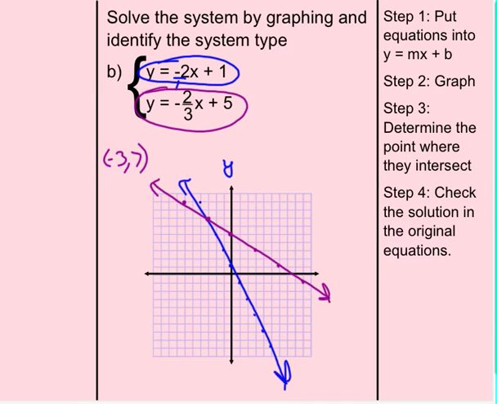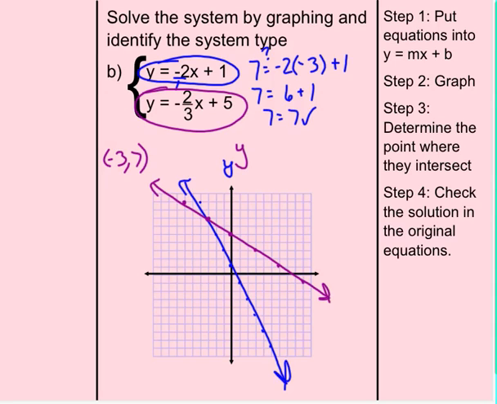You must check your solution in both equations. So checking my blue equation, I'm going to substitute 7 for y and -3 for x. Put a little question mark. Does it work? If it doesn't work, you made a mistake somewhere. Negative 2 times negative 3 is positive 6. 7 does equal 7, so my blue line checks out.